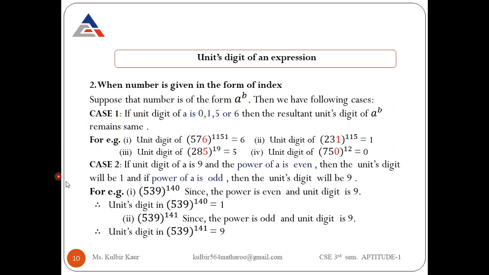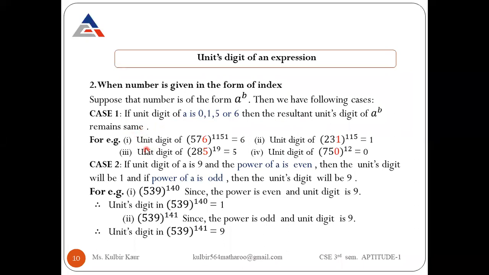What is case number 1? If the unit digit of a, where a is the number in the base, is 0, 1, 5 or 6, then there is no change in the resultant unit digit. It means whenever we are given an expression whose unit digit is 0, 1, 5 or 6, then your answer will always remain the same. There is no need for any simplification.